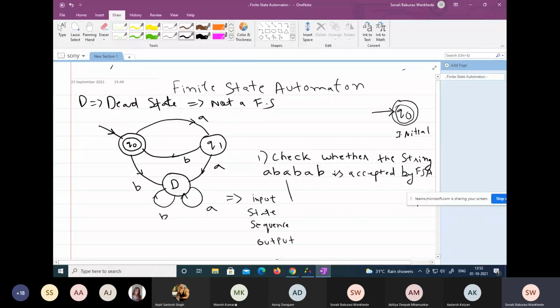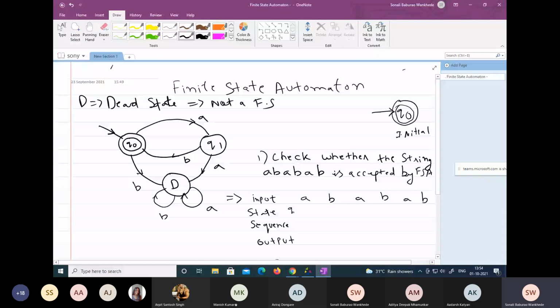Now, what's your input here? How will you write it? First is input A. Our string is A, B, A, B, and again you'll have to write A, B. I'm present in my initial state, so I'm at Q naught. Before proceeding, I'm always in my initial state.